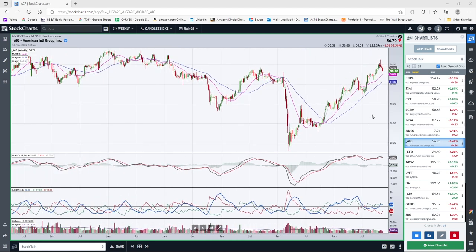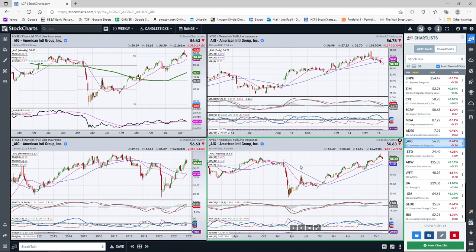Just generally speaking, though, it looks like we're losing a little momentum. Both the MACD and ADX are making a lower high here. So I'm not in a big hurry on this now.